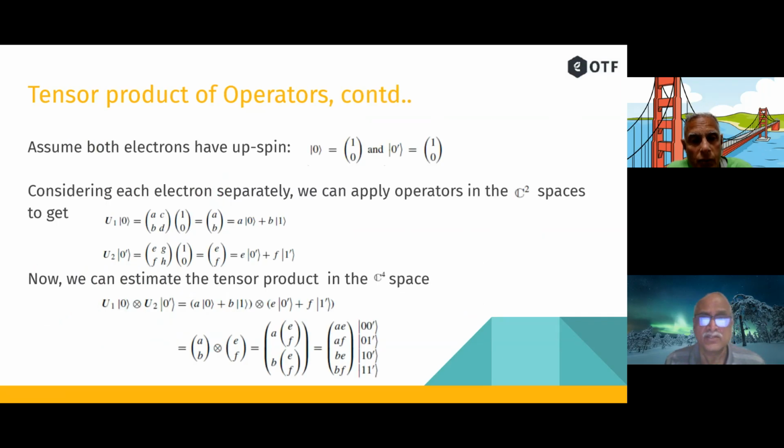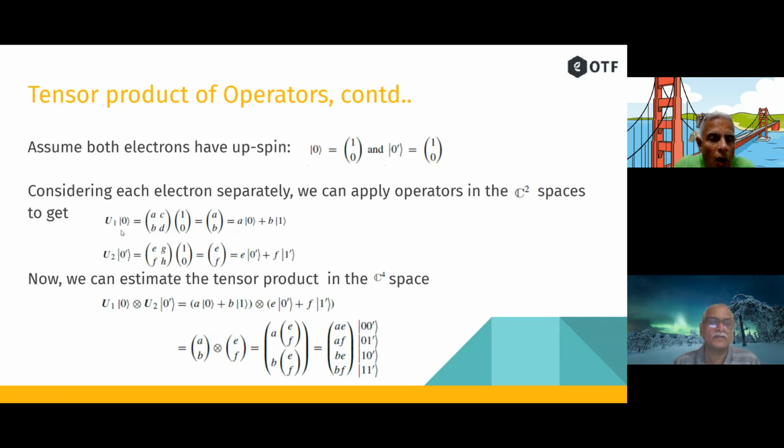Okay. So what we can do is, let us take up a simple example of this. Let us say we have two electrons. Let us say both of them are currently having spin up. Because it is spin up, their vector notation will be 1 0 here as well as 1 0 here. So remember, this is the ket 0 for the first electron and ket 0 prime for the second electron, right? So what we can typically do is look at each of these electrons separately, and then we can apply an operator in the respective C2 space, right?